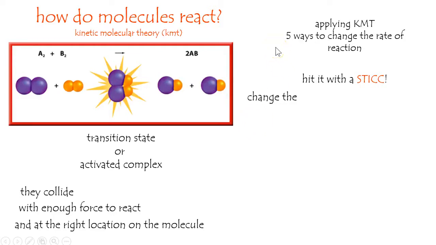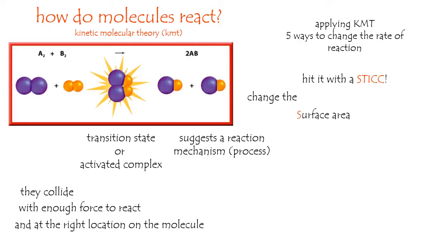Let's apply this by coming up with 5 ways to change the rate of a reaction. A good mnemonic is to say hit it with a stick. S stands for surface area. These molecules will be inaccessible if they're in a big chunk. So we better grind it up, or better yet, dissolve it, or better yet, make it in a gaseous form. So surface area number 1.